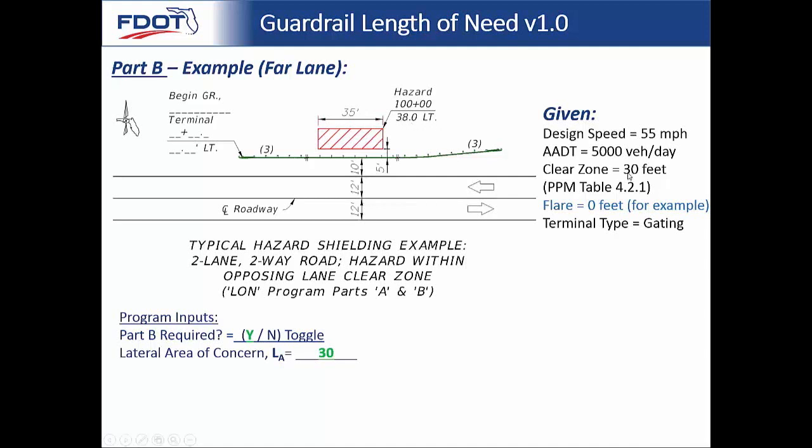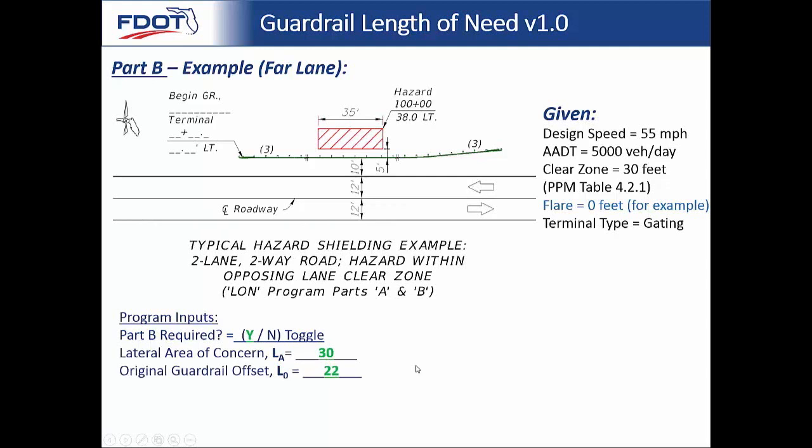Now, the clear zone is only 30 feet. So we know that we only need to design for the lesser of the two in order to design the most efficient guardrail system. We don't need to go any longer than we have to. And so the lesser of the two between 38 and 30 is simply 30. So that would be our lateral area of concern coming from left to right.